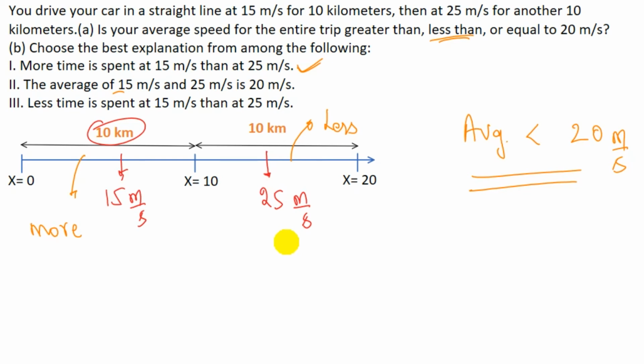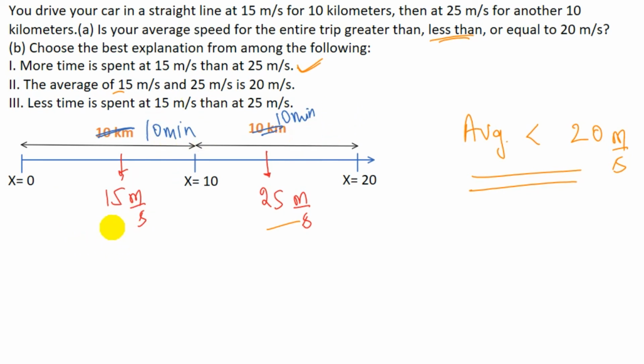Suppose you drive your car in a straight line at two different speeds, same 15 meters per second and 25 meters per second, but for the same interval of time. Suppose this is now 10 kilometers, now you travel for 10 minutes. This is 10 minutes here, and here also 10 minutes. Now you will be traveling for the same interval of time.